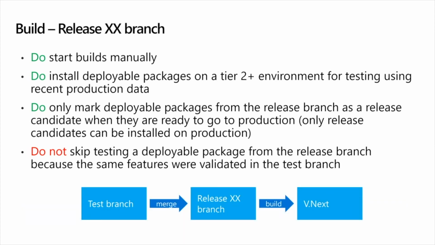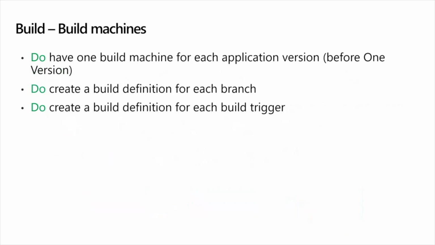The alternate release branch is a similar pattern to the release branch, except that you would not mark them as a release candidate because they're probably not going to production. They're probably going to some pre-production sort of environment. A few notes on the build machine. You need to have one build machine for each application version before one version at least. There are some scenarios like we talked about with service updates where you might need multiple build machines, but in general, the builds are backward compatible and that normally works with just one build machine.